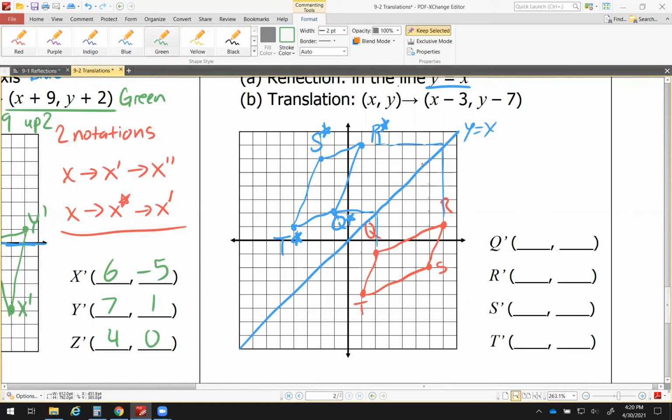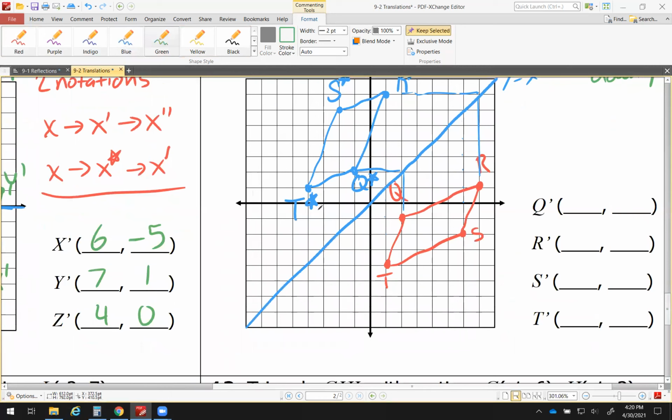Okay, then the translation in green is to the left by 3 and down by 7. So I'll take T first because it's kind of like the lowest one. T to the left by 3 and down by 7. 1, 2, 3, 4, 5, 6, 7. Goes right there. That's T prime.